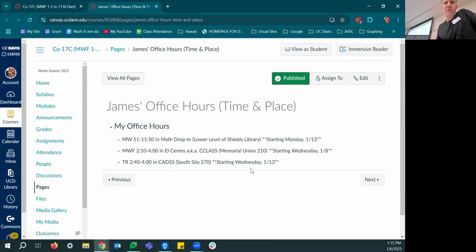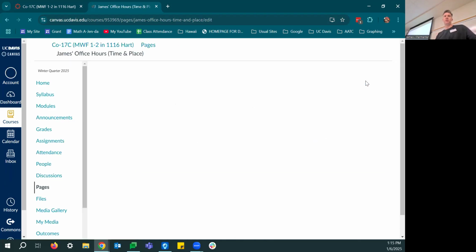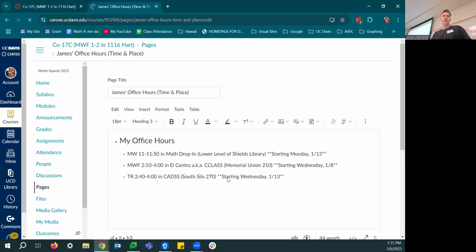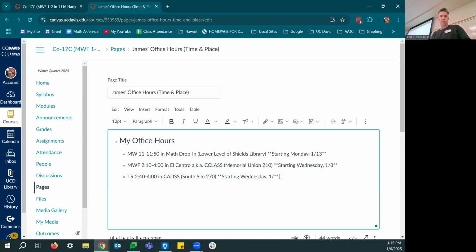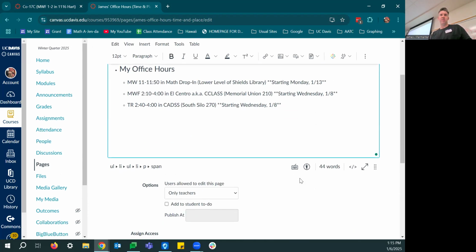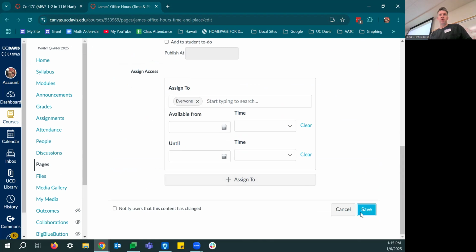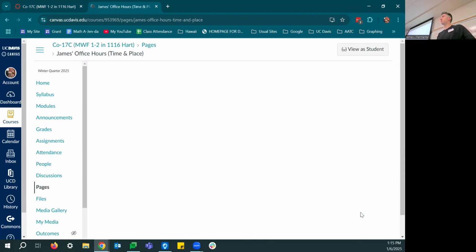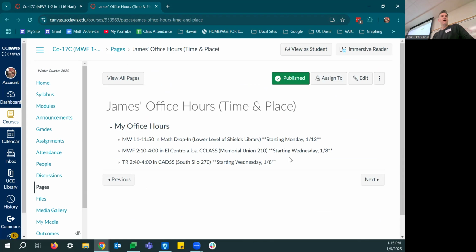Oh, that's starting... I feel like that date is wrong there. I should change that. Let me fix that right now. That's starting also on the 8th, I believe, not Wednesday the 13th, because that's not the day that is accurate this quarter. I need to fix that in my other ones as well. Cool. It's good to look through things, right? Make sure they're all right.